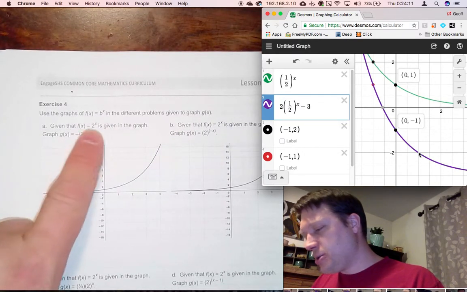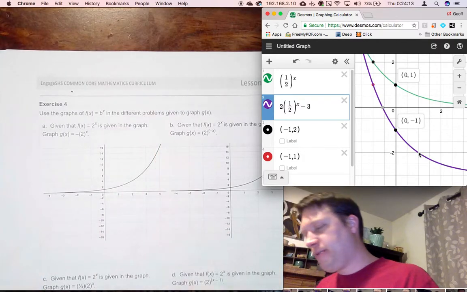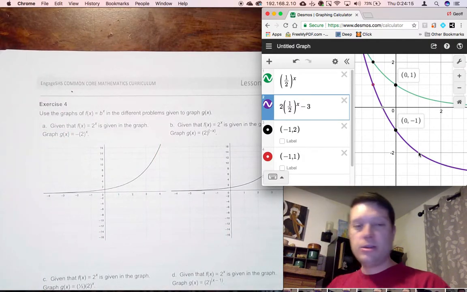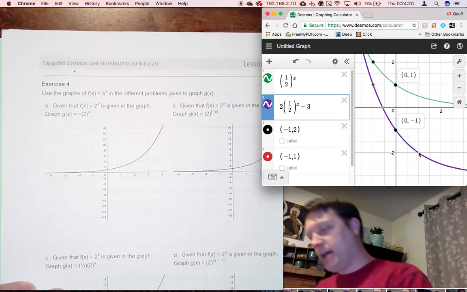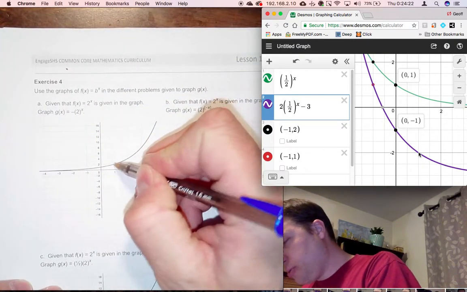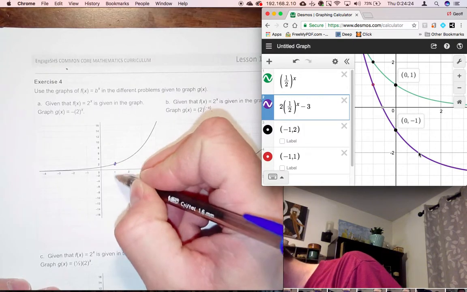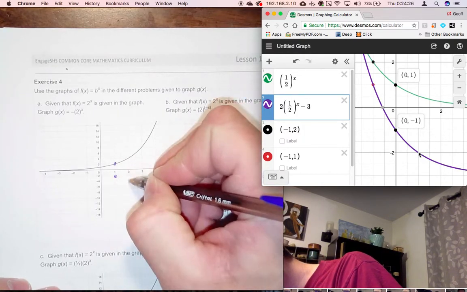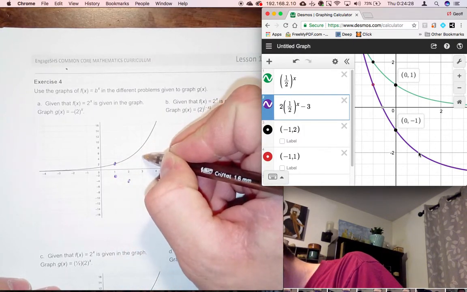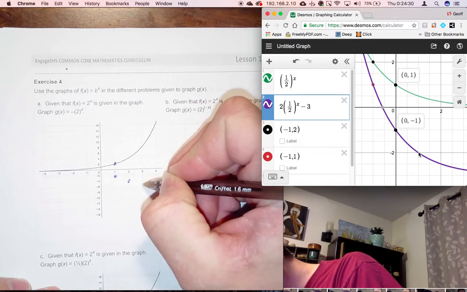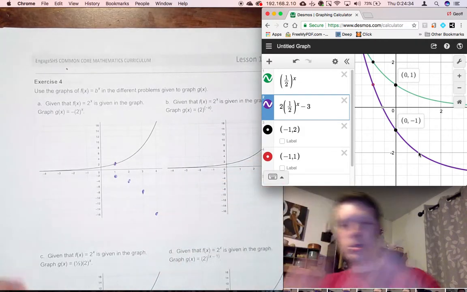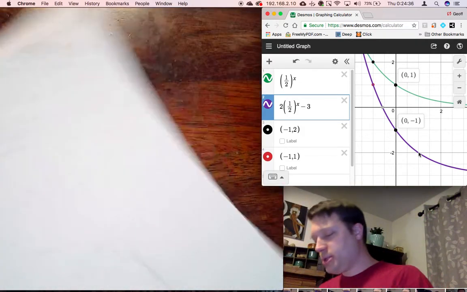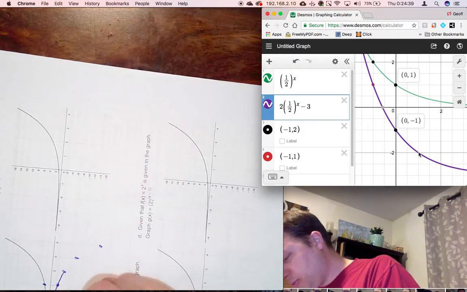Given that f of x equals 2 to the x, so that's this graph. In order to graph negative, negatives out front. Negative out front means flip it over the y-axis. So this point goes to there. This point goes to there. 1, 2, 3, 4. 1, 2, 3. And so what we end up having happen is these points all get flipped from one side of the graph to the other. Sketch a smooth curve.